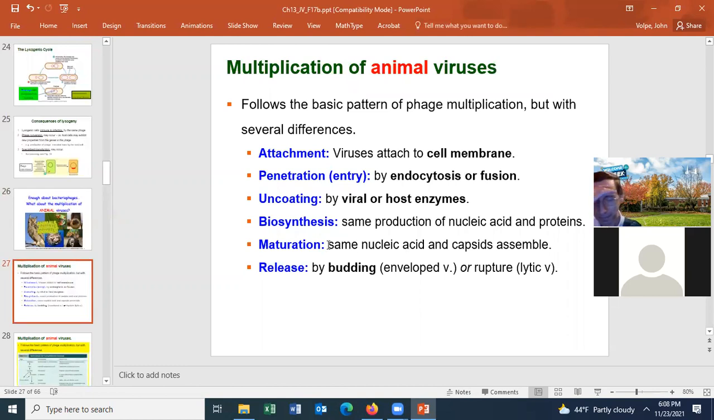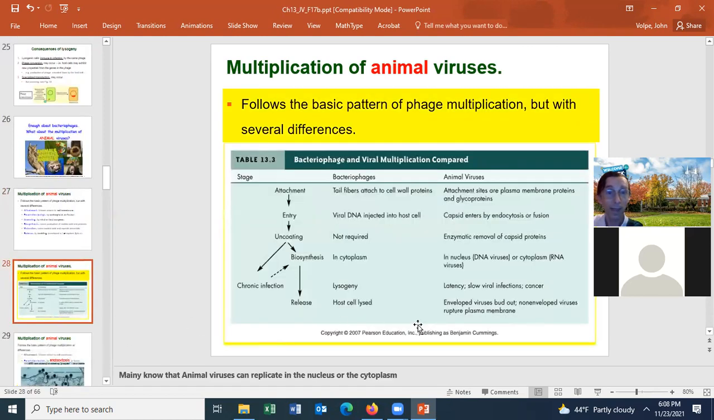And that is, bacteriophages can only replicate in the cytoplasm of a bacteria cell, but animal viruses can replicate in the cytoplasm, or they can replicate in the nucleoplasm. So we'll talk about that. And there's a little bit of difference in the release of animal viruses. So we'll talk about the differences in the release. The main difference between animal viruses and bacteria viruses is that animal viruses can replicate in the cytoplasm, but they can also replicate in the nucleoplasm. And bacteriophages can only replicate in the cytoplasm. Okay, so that's the main difference you should know about.